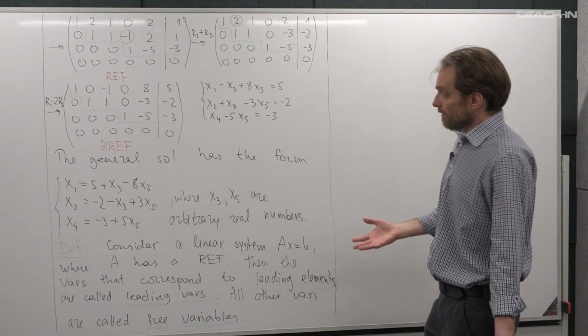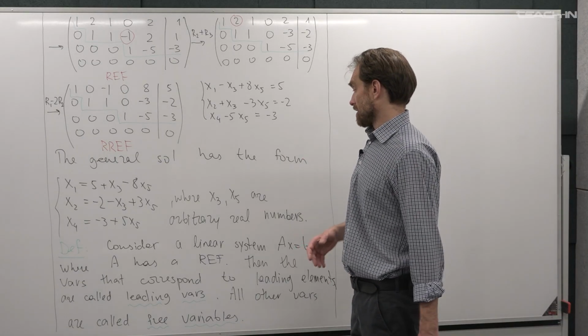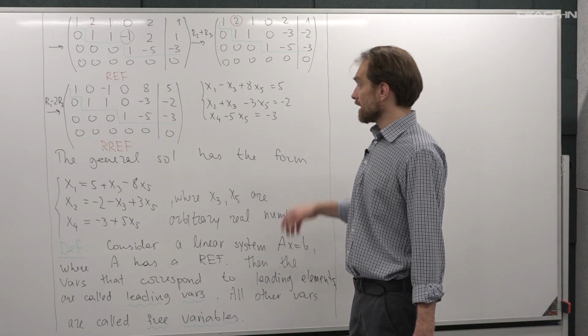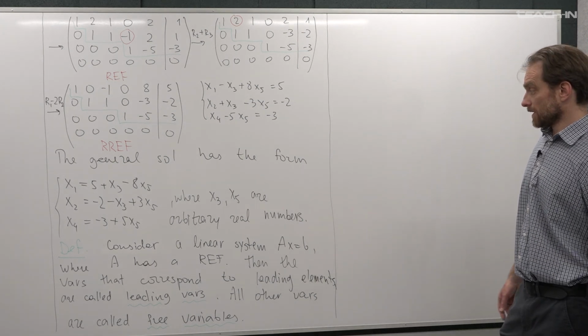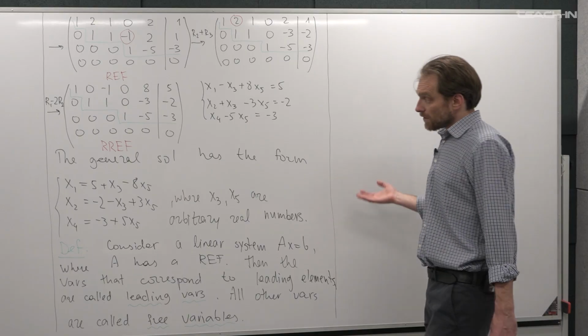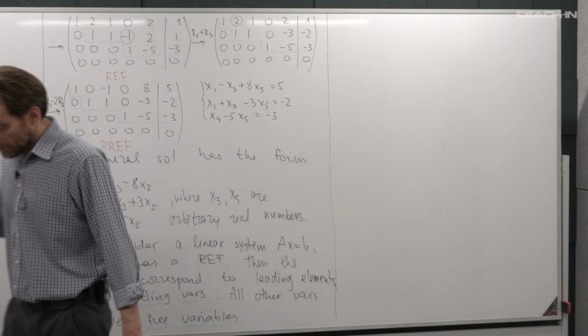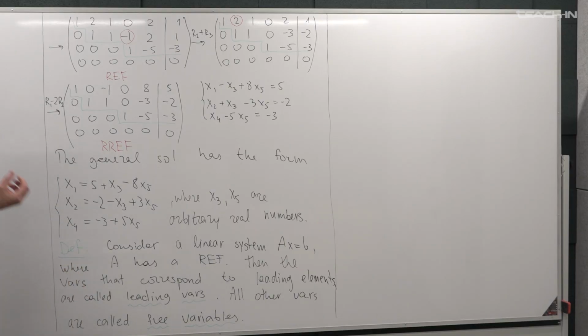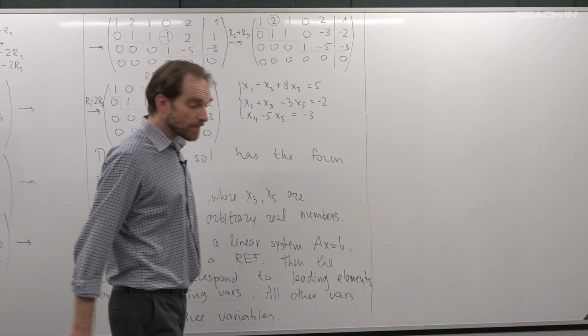And so if the system has no free variables, and if it is consistent, then it has the unique solution. So this is how it works, and the important thing is that once we have the reduced row echelon form, then we can automatically write down the general solution.